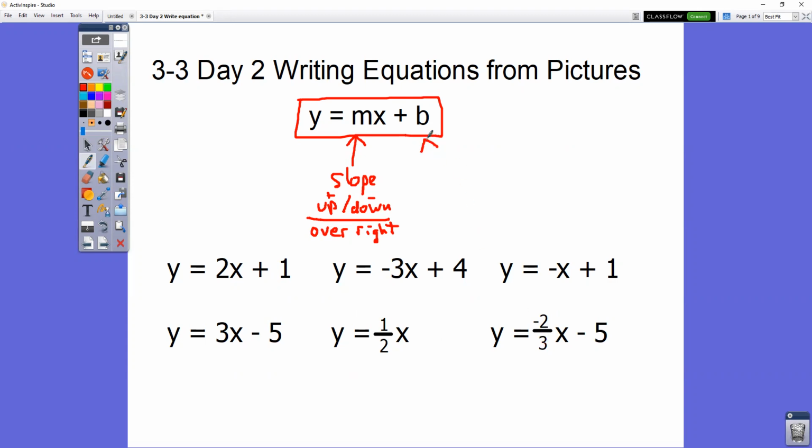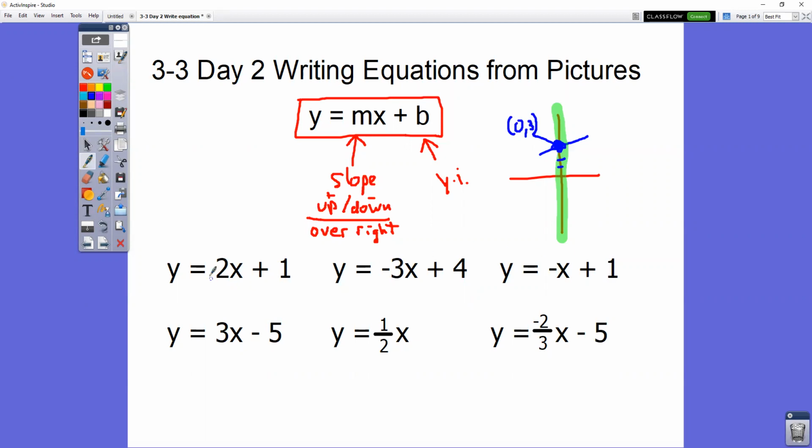Your plus b is your y-intercept. It's the place where the line crosses the y-axis. So when we have a picture of a graph, it is the place where the line crosses the y-axis. So this is our y-axis here in green. This point is always written 0, comma, whatever this number is. So maybe this was 3. Then it would be 0, comma 3.